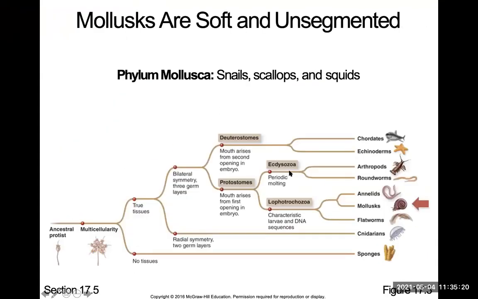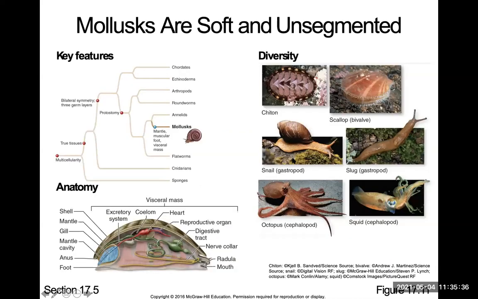Next thing we have is molluscs. You can see it's spelled with a K here, but with a C here. Sometimes it's spelled with a K, sometimes with a C. So phylum Mollusca includes snails, scallops, squids, octopus, slugs. Let's talk about some of the special things that it has.